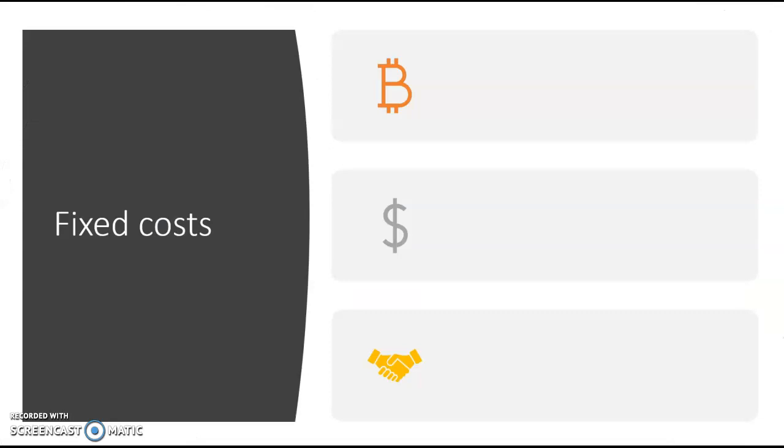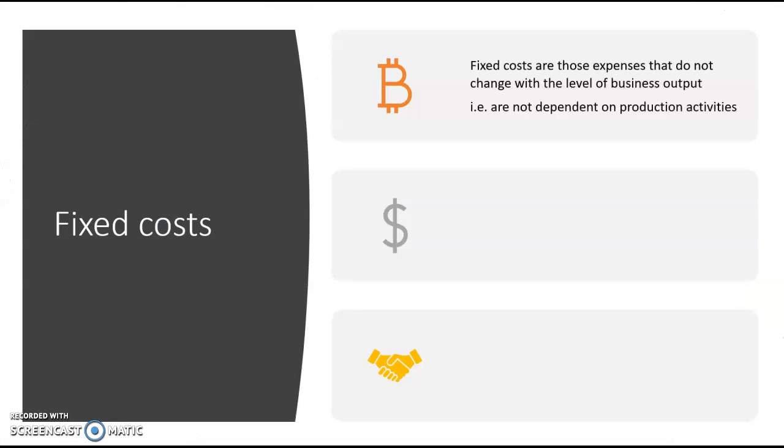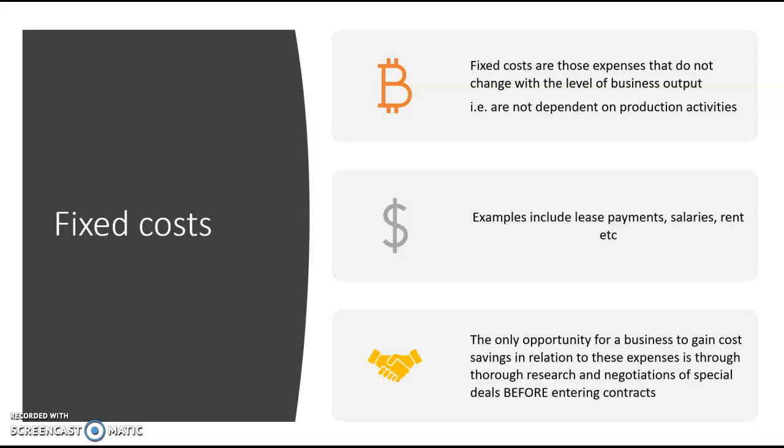Let's first think about fixed costs. Fixed costs are those expenses that do not change with the level of business output. They're not dependent on production activities. Key examples include things like lease payments, salaries, and rent. The business has pretty limited scope to reduce these expenses, and the only time they really can do it is through thorough research and negotiation before entering into these contracts.